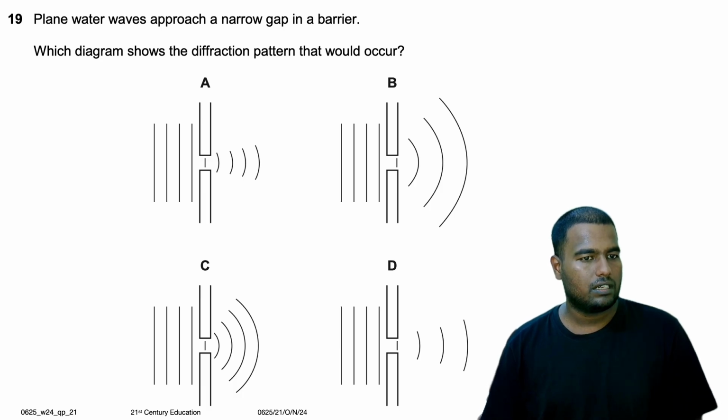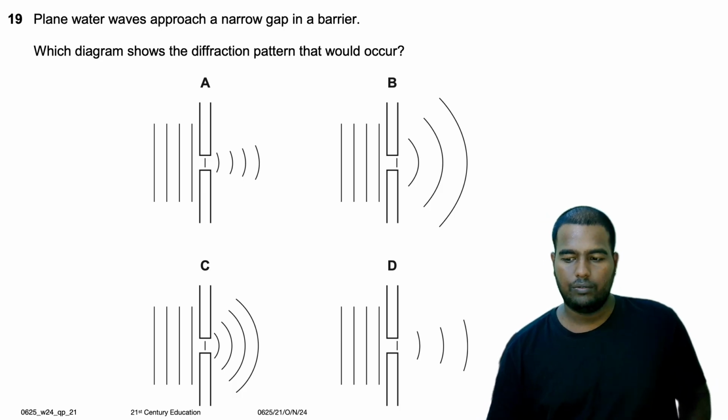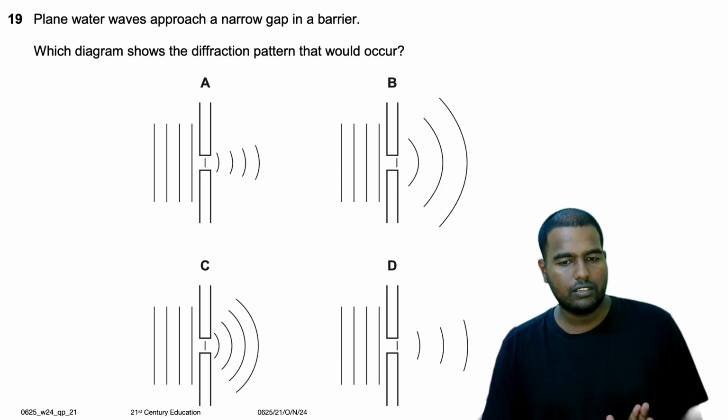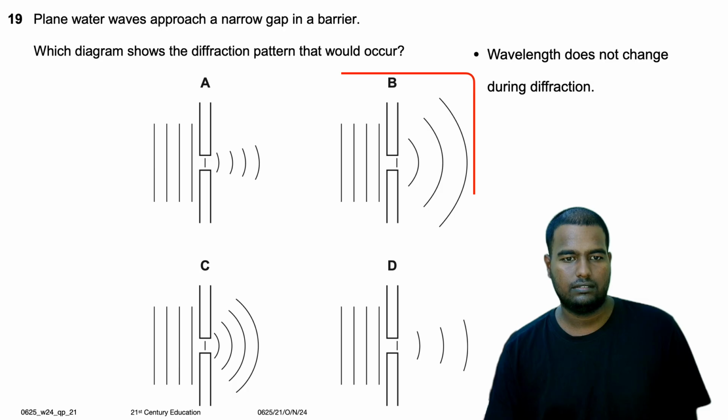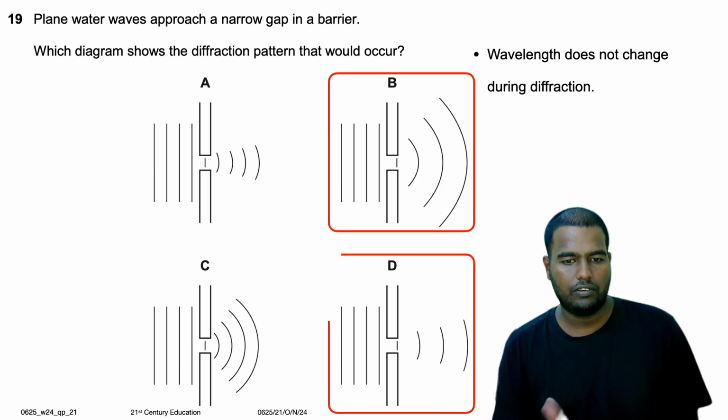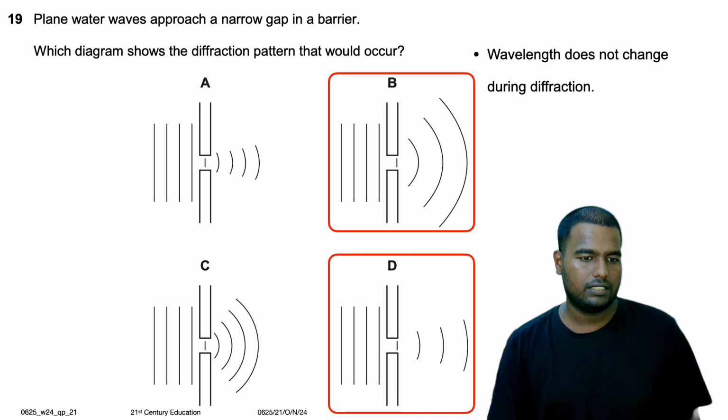Plain water waves approach a narrow gap in the barrier. Which diagram shows the diffraction pattern that would occur? Right away we can eliminate B and D because the wavelength does not change after diffraction. They are wrong. Look at the wavelength before and look at the wavelength after. After, the wavelength is bigger. Now we have A and C.